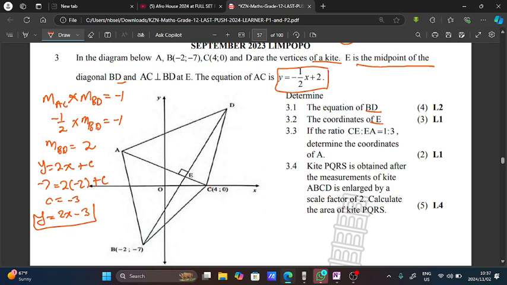We have the equation of this line AC: y equals minus 1 over 2 x plus 2. We have this equation: y equals 2x minus 3. Where these two lines meet, they have the same value of x and the same value of y. It is the point of intersection of the two equations. Hence we simply equate the two y values. So negative half x plus 2 equals 2x minus 3. I'm going to solve for x.